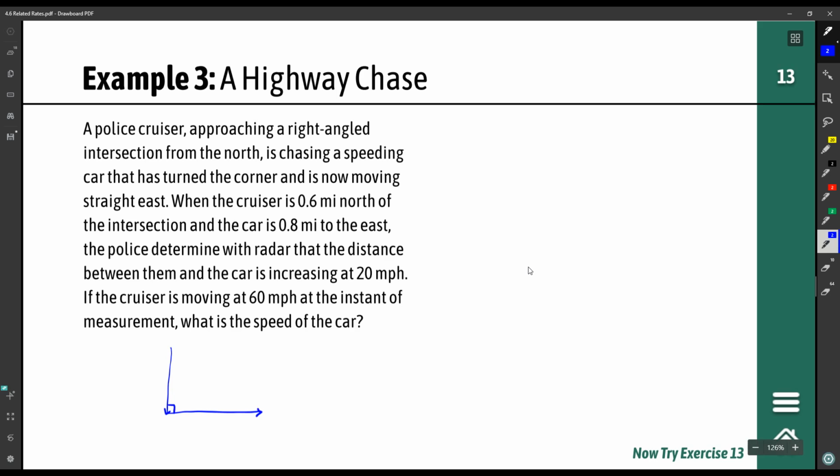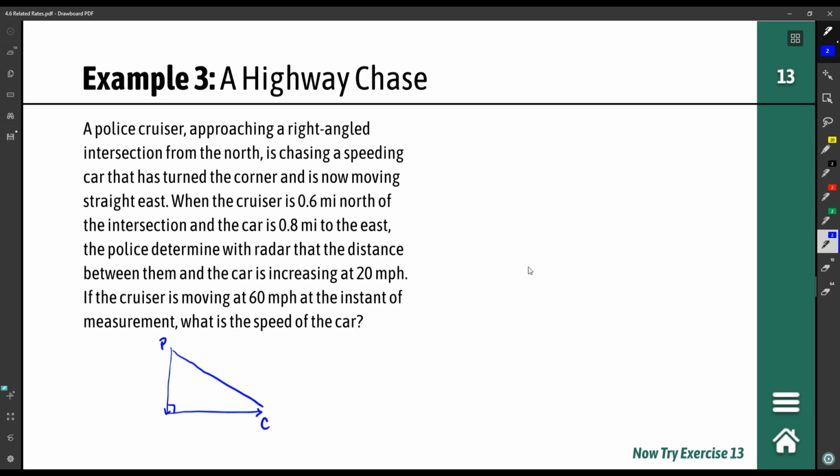Here's a right angle. So here's my police car, and over here is another car. I'm just going to call it C for car. When the cruiser is 0.6 miles north of the intersection and the car is 0.8 miles to the east, the police determine with radar that the distance between them and the car is increasing at 20 miles per hour. So it looks like we're measuring this distance as well.